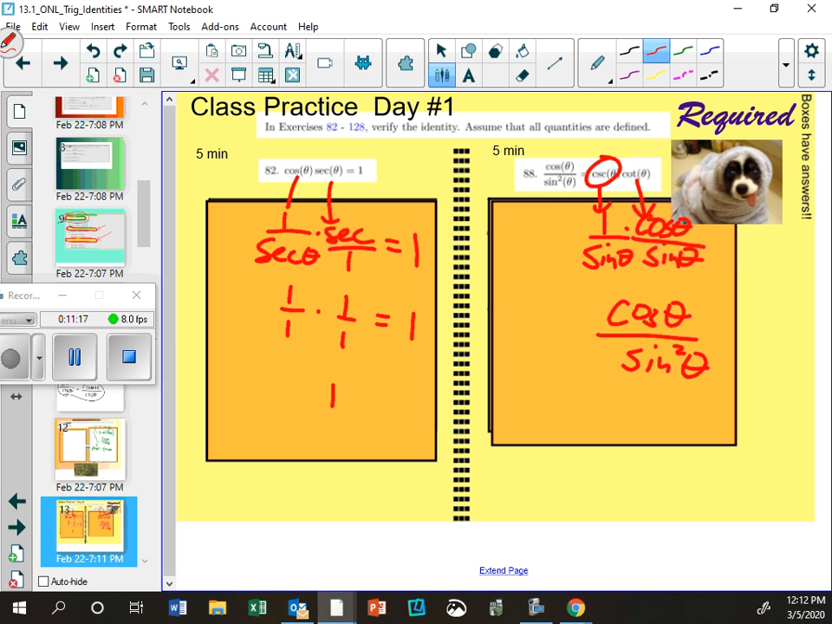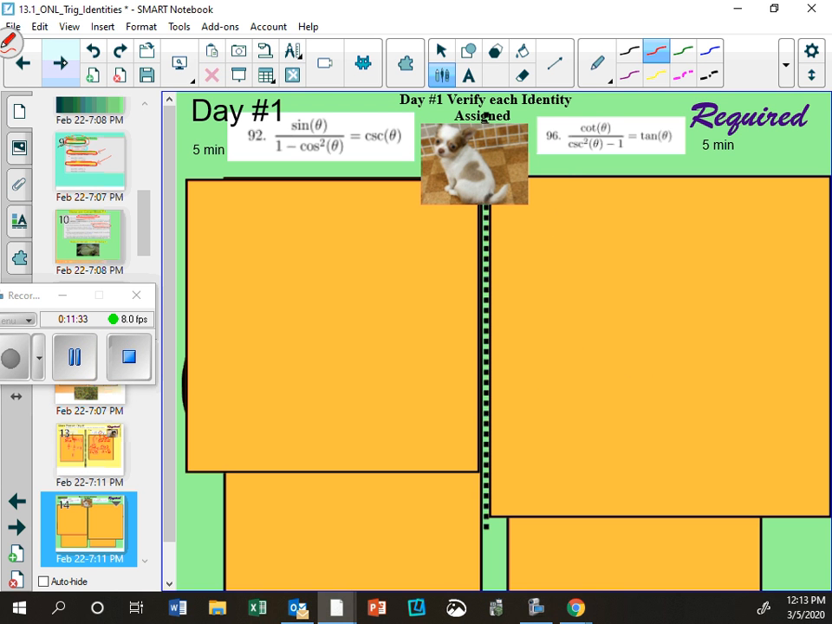Okay, then isn't that what I wanted? Can I just leave it like that? Nope, I have to bring down this side and have a truth statement. We're picky because this is a proof. We already know that the answer is true. All right, moving on.